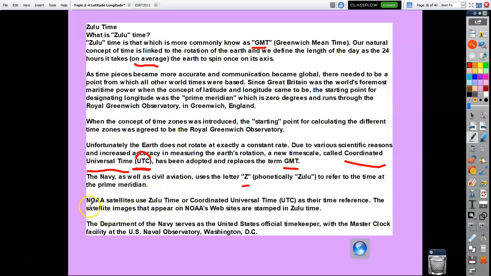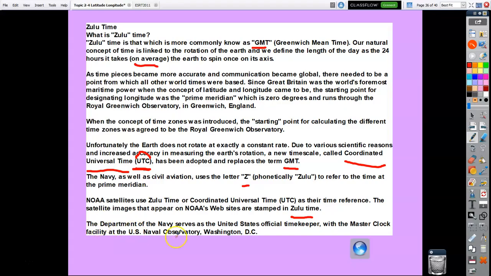NOAA satellites. NOAA is your weather, National Oceanic and Atmospheric Administration. So your weather satellites use Zulu time or UTC as their time reference. The satellite images that appear on NOAA's website will have a Zulu time stamped on them.